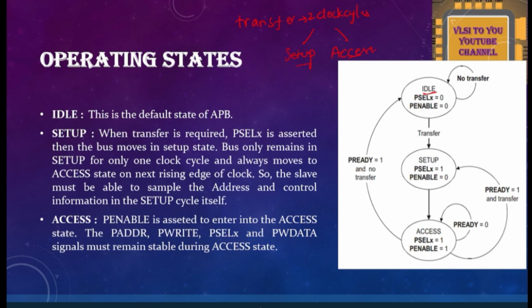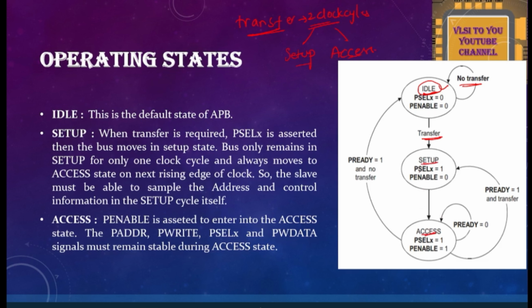So the first state is the idle state. From the name itself you could say all the signals will be in the zero state, or in their default value state. If there is no transfer, then you should remember that the APB bus is in the idle state. Now if the transfer takes place, it takes two clock cycles: one is setup, another is access.